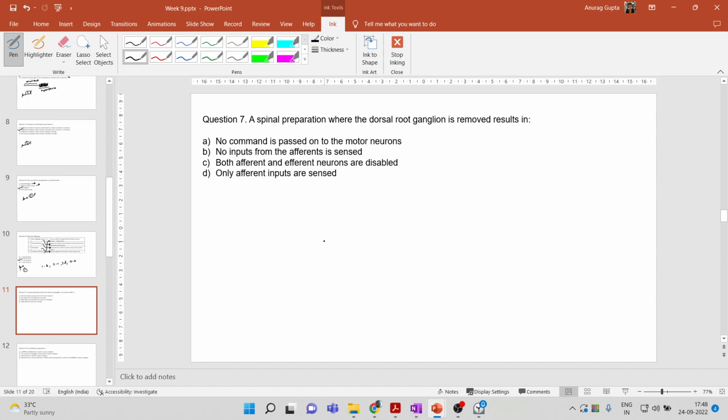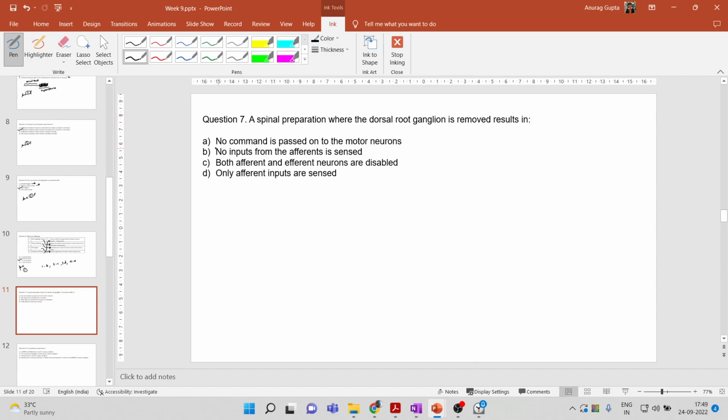Whereas the motor commands, the motor neurons, which cause contraction in the muscles, which cause movement, are called efferents. So these neurons, the alpha motor neurons that cause movement and contraction in the muscle, go out from the spinal cord through the ventral side of the spinal cord or the ventral root. So in the spinal preparation, what happens is the dorsal root ganglion is removed. So the dorsal root itself is cut. So this leads to a situation where there's no sensory input going into the spinal cord, and hence there's no sensory input being transmitted to the brain.